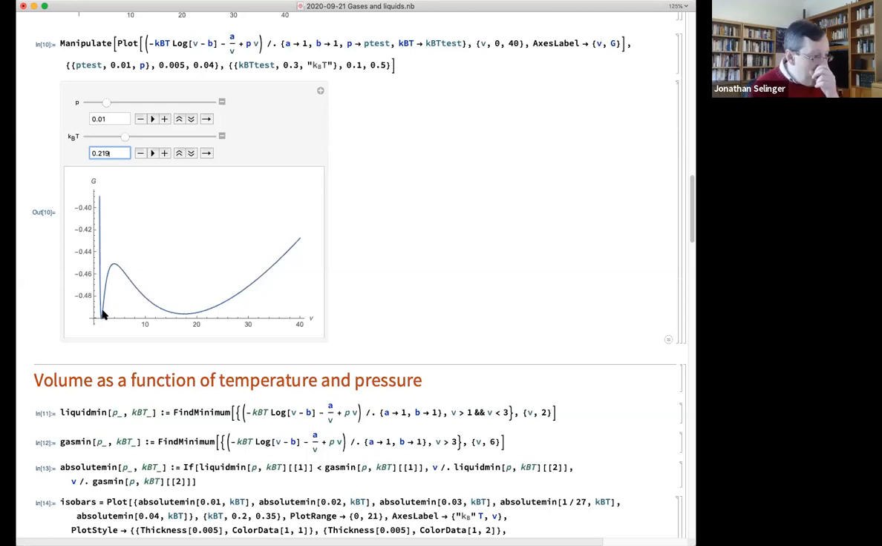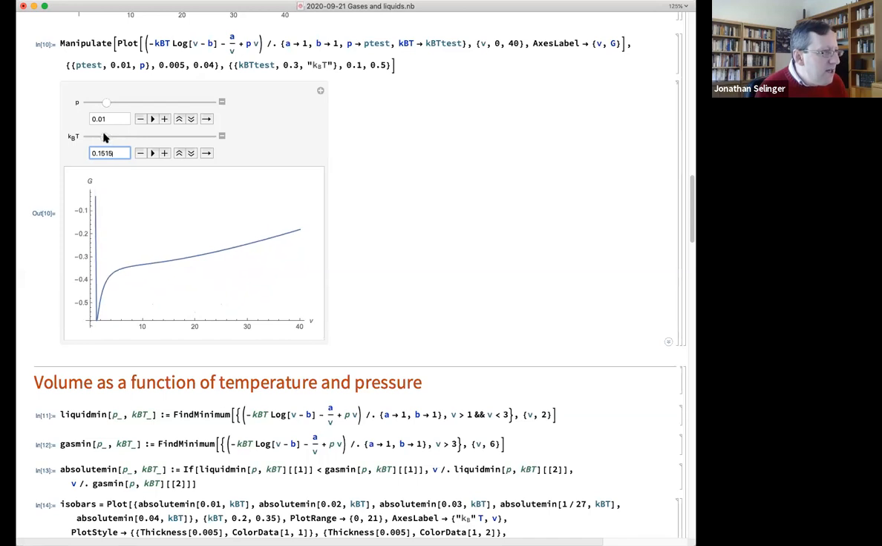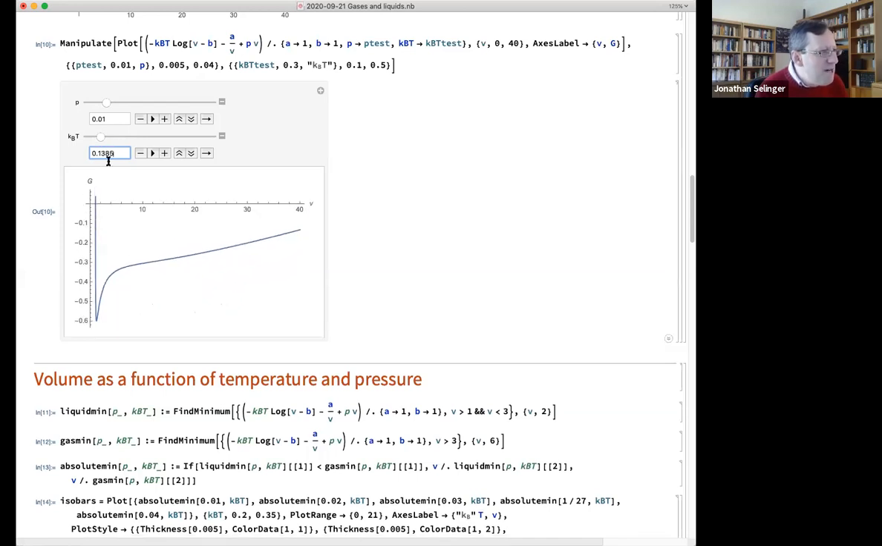It used to choose a big volume, like 20, and that was changing smoothly with temperature. And then all of a sudden, at a certain temperature, it jumps to a way smaller volume, like 2 or 1.8, something like that. That's where the minimum is, okay? And now, if I keep reducing temperature further, it stays at the lower volume. And maybe the location of the minimum changes a little bit, but not very much.